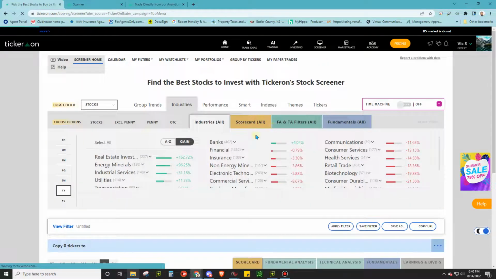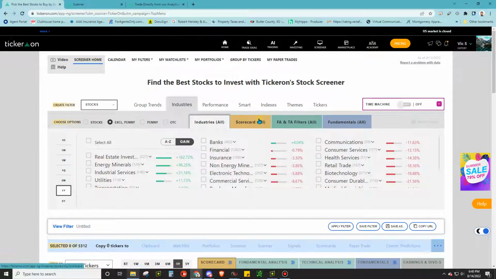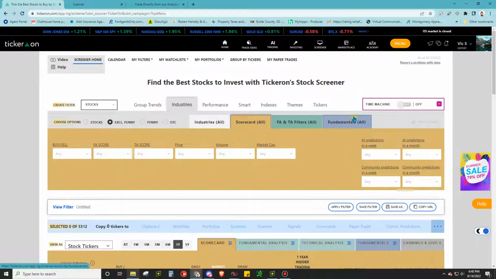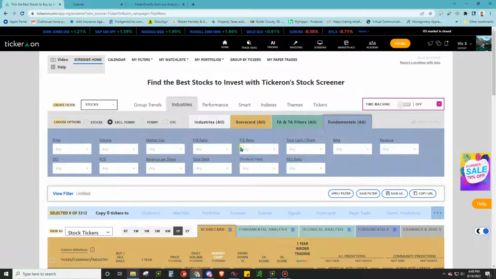First thing we're going to start off with is the screener. This is my favorite part of the screener, the scorecard. There's 4 different tabs here. You can look at the fundamentals if you're a fundamental analysis type of person. You got all these different ratios. You got your beta, your PE ratio, your price to book ratio, that kind of stuff.